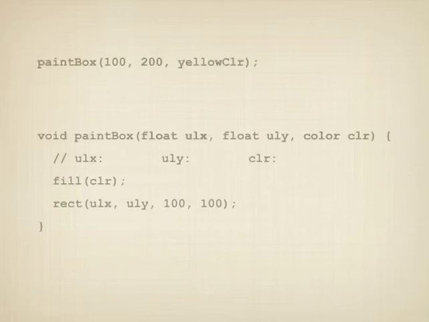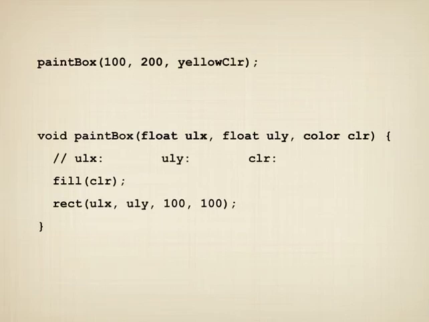Let me show you how the inputs or the arguments to a function take on their values. Let's suppose that we have a piece of code like this. At the top, I'm calling a routine called paintbox, and I'm handing it two numbers and a color, in this case a yellow color. Underneath, we see the declaration for paintbox. It begins with void, so it doesn't return anything, and we don't care about that right now. What we really care about is the rest of the line, float ulx, float uly, color clr.